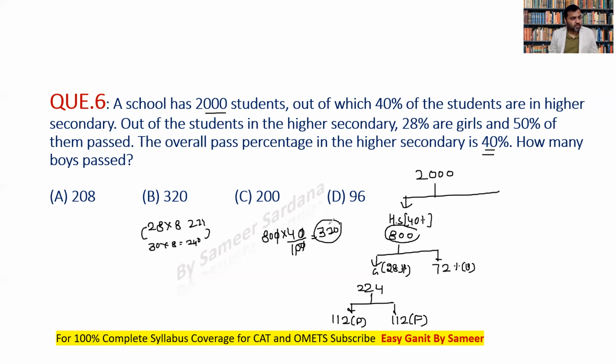So out of 320 students who are passing the examination, 112 are the girls. How many boys passed? So simply subtract 112 from this. 320 minus 112 will be equal to 208. Right?